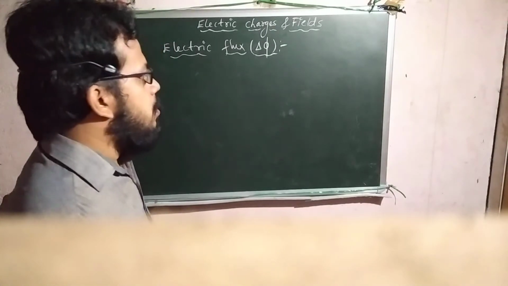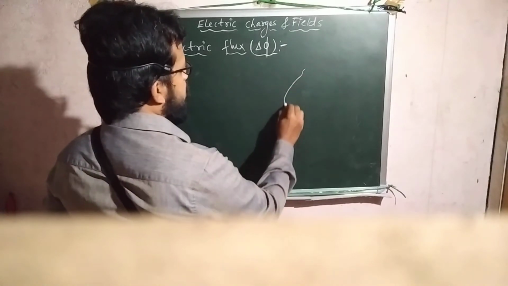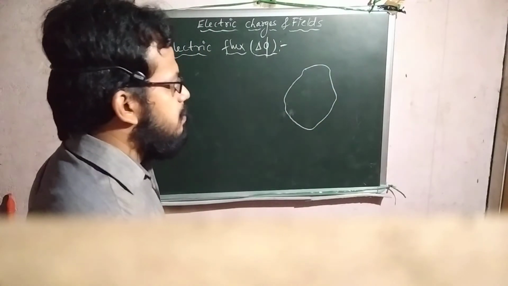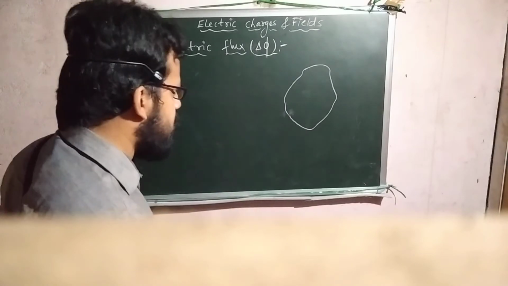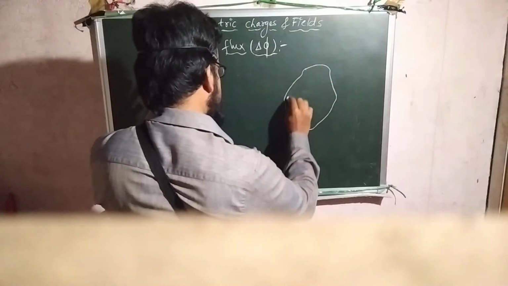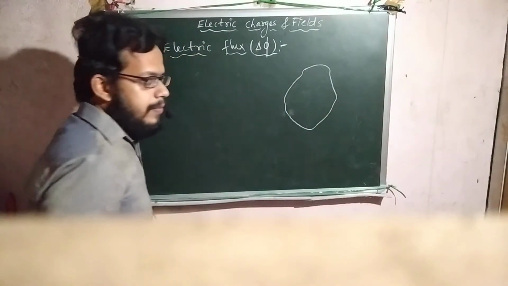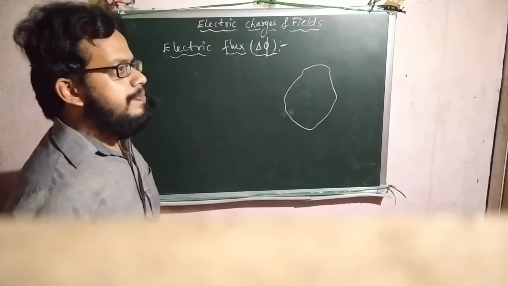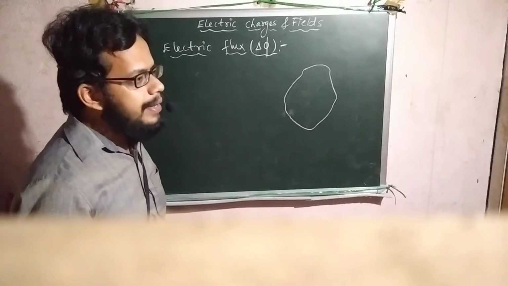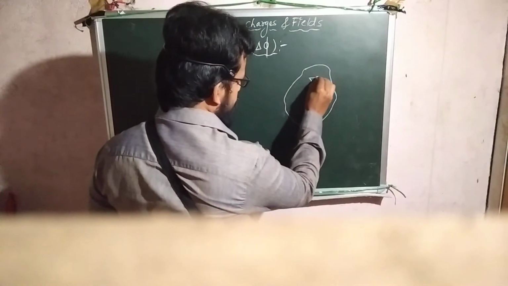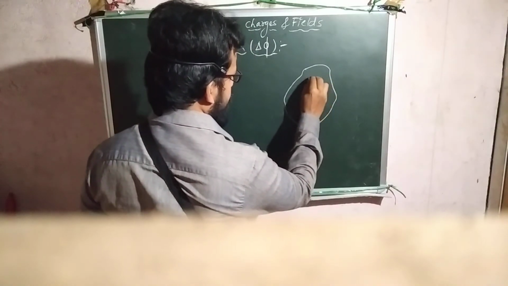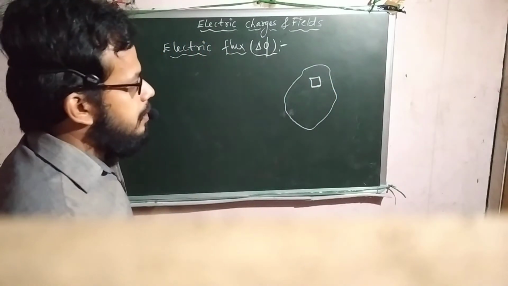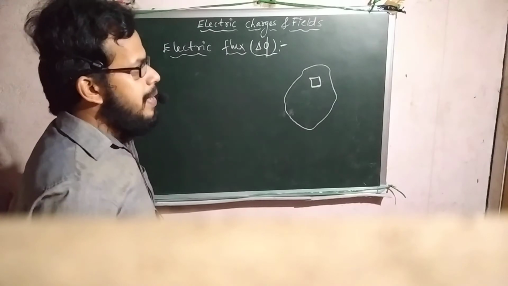Okay, now just imagine this is a surface of something. Just imagine this is the surface area of something. And what I'll do is, I'll choose a small unit area in this. This is my chosen area. What I call this area now is the area element.